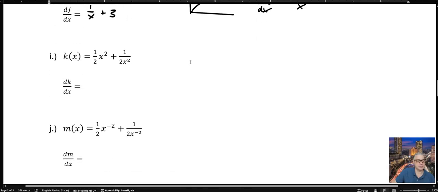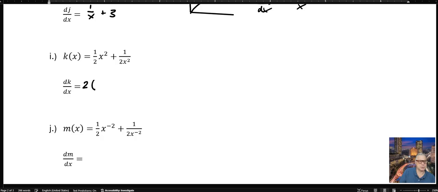Okay, then we have k of x. So for the derivative, the 2 goes in front, so now we have here 2 times 1 over 2 times x, because 2 minus 1 is 1. Okay, next term plus, this second term can be written, let's just write it again more conveniently so that the derivative becomes easier, plus 1 over 2 times x to the negative 2.